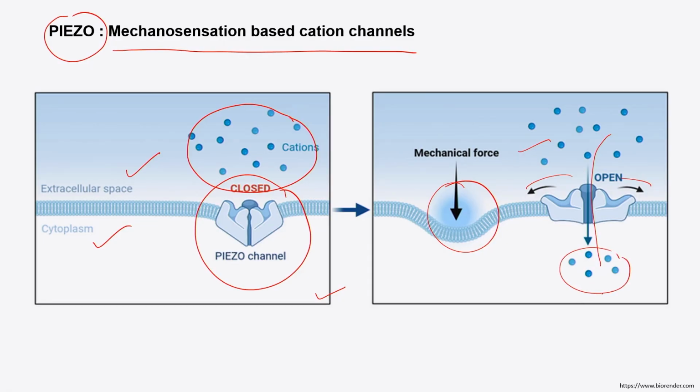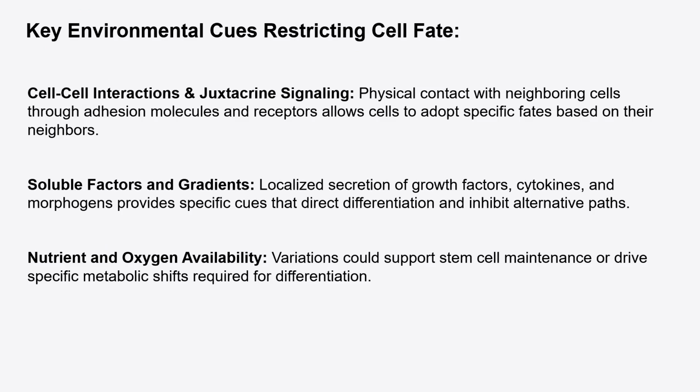There are multiple studies which showed that the mechanosensation of these proteins is responsible for a variety of cellular fates, including cancer. So these proteins are just one example of how cells can sense stress, particularly force. Let's move on, and we will see some other environmental cues which restrict the cell fates.